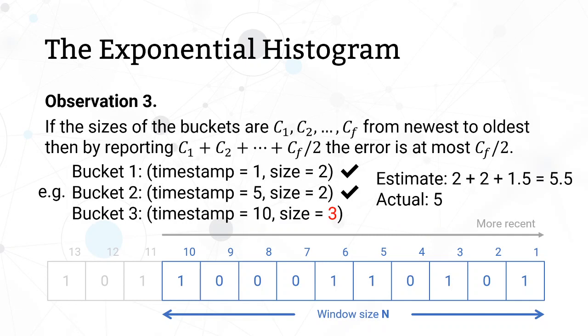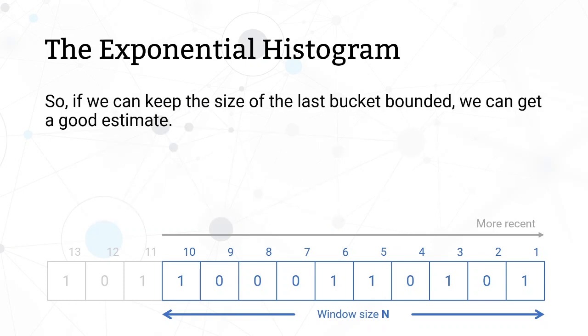Using that observation, you can notice that if you have the sizes of the buckets and you just report the sum of all the buckets, but for the last one you report the size of the bucket over 2, then you can limit the error to be at most CF over 2. The reason is that all the buckets except the last one are definitely correct. But for the last one, it can have between 1 and CF elements that are actually within your window. So you can just hedge your bets and output CF over 2, which minimizes the error. The error is at most CF over 2 because the actual number of elements within your window is between 1 and CF. So from here, you can notice that if you can keep the size of the last bucket bounded, this actually gives you a really good estimate.